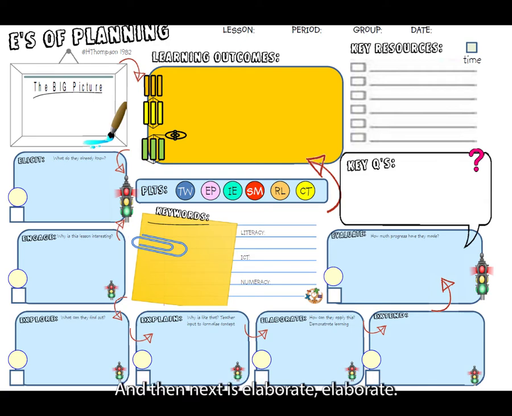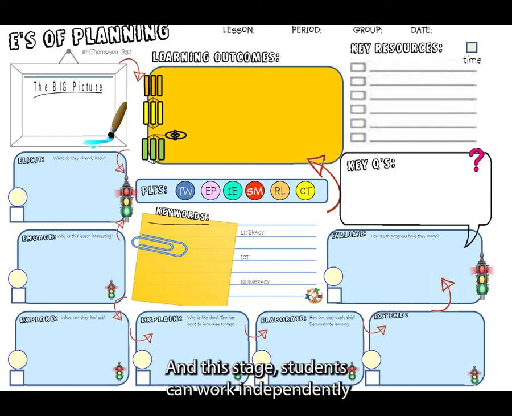And then the next E is elaborate. In this stage, students can work independently to demonstrate what they've learned, to demonstrate that they individually know what's going on. This is independent.